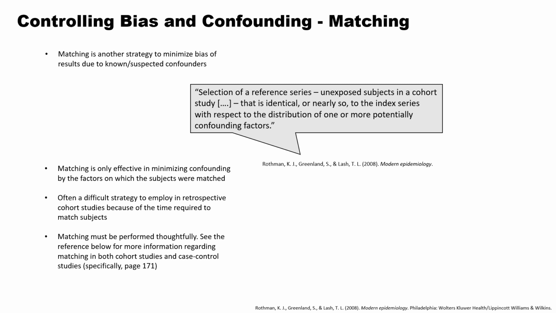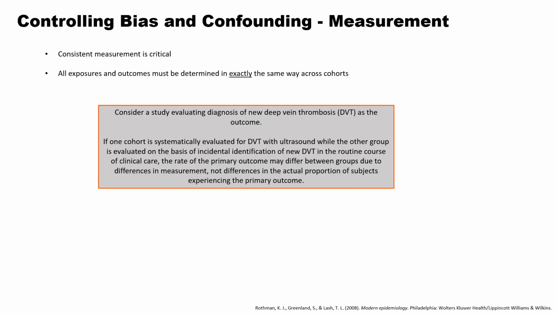And really the principal difficulty with matching, I guess there are two of them. The first is that it requires a lot of time to match subjects in a cohort study, particularly for large samples. And then secondly, matching has to be done thoughtfully to avoid introducing bias and confounding. So I would recommend that you start by looking at the reference in the bottom right-hand corner of this slide for some more information regarding matching in both cohort and case control studies, if this is something that you're considering doing in terms of your own retrospective research.